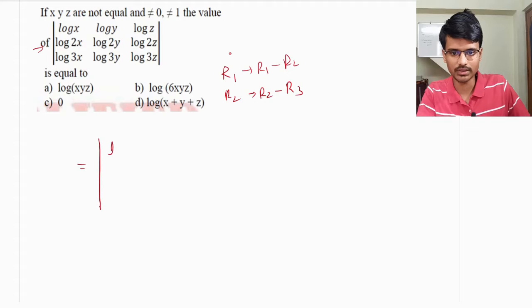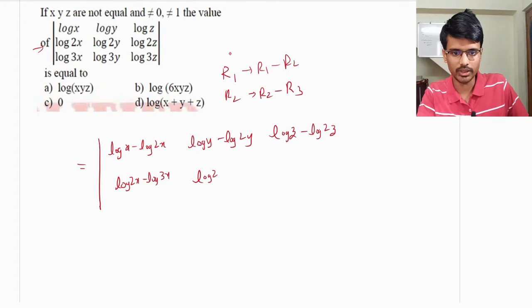R1 minus R2, I get log x minus log 2x, log y minus log 2y, log z minus log 2z. Similarly, R2 is R2 minus R3: log 2x minus log 3x, log 2y minus log 3y, log 2z minus log 3z. This is the same, right? Log 3x, log 3y, log 3z.